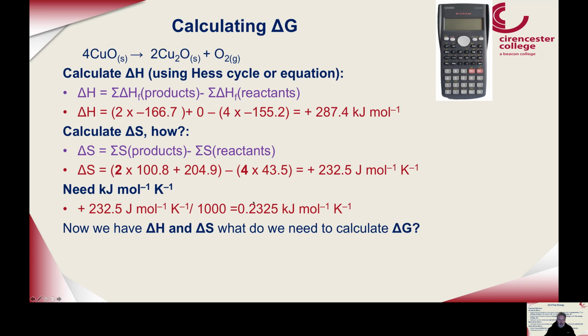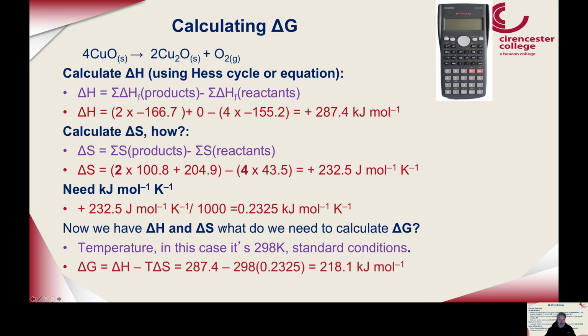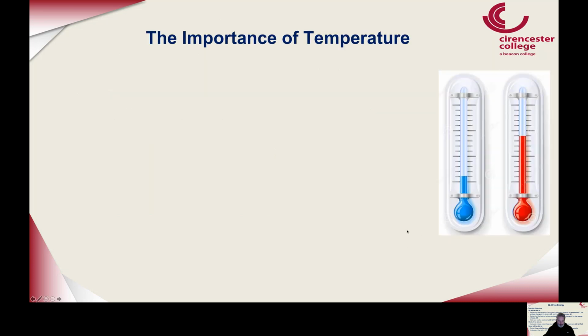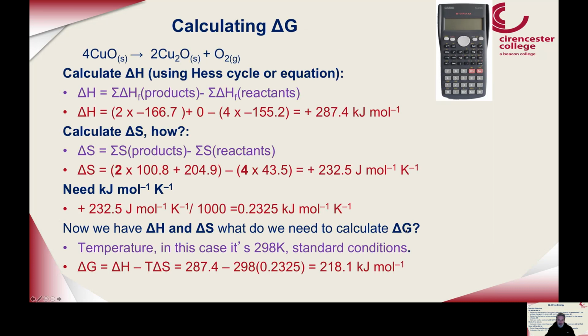What do we need to calculate? Delta G. We need to pop it into the equation, but we also need the temperature. Standard conditions, 298 Kelvin. Sometimes you'll be told what the temperature is, and you'll have to take that into account. So now we can say delta G equals delta H minus T delta S, which is equal to 287.4 minus 298 times 0.2325. Okay, so that comes out as 218.1 kilojoules per mole. Is that reaction feasible? No, it's not.